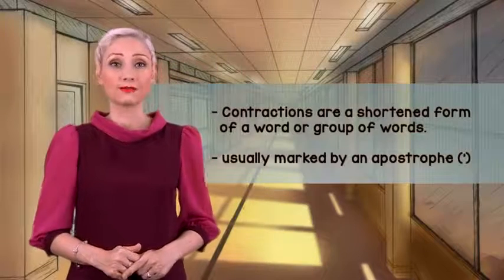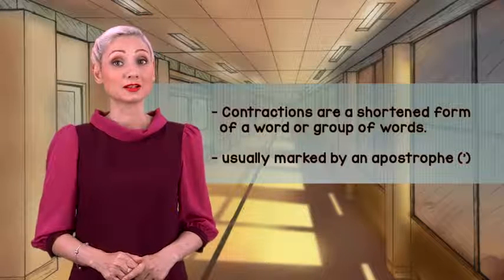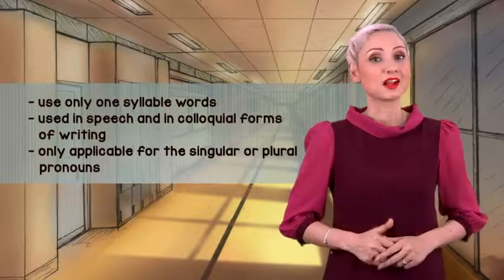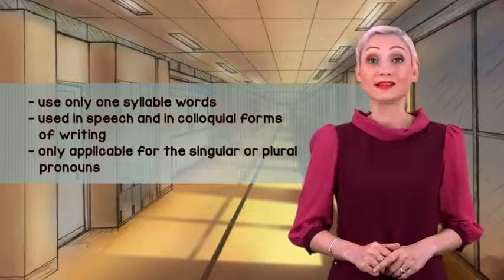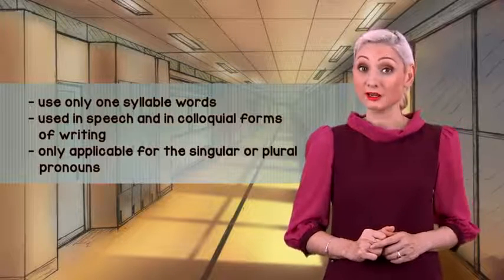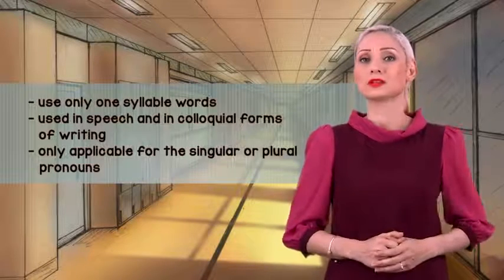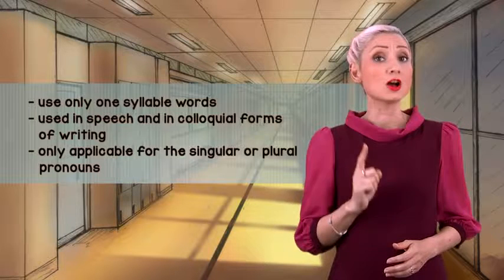We can also use contractions for the verb be when using the present continuous tense. Contractions are a shortened form of a word or group of words, with the missing letters usually marked by an apostrophe. This will transform the combined words into one-syllable words. Contractions are commonly used in speech and colloquial forms of writing. However, this rule is only applicable for the singular or plural pronouns.